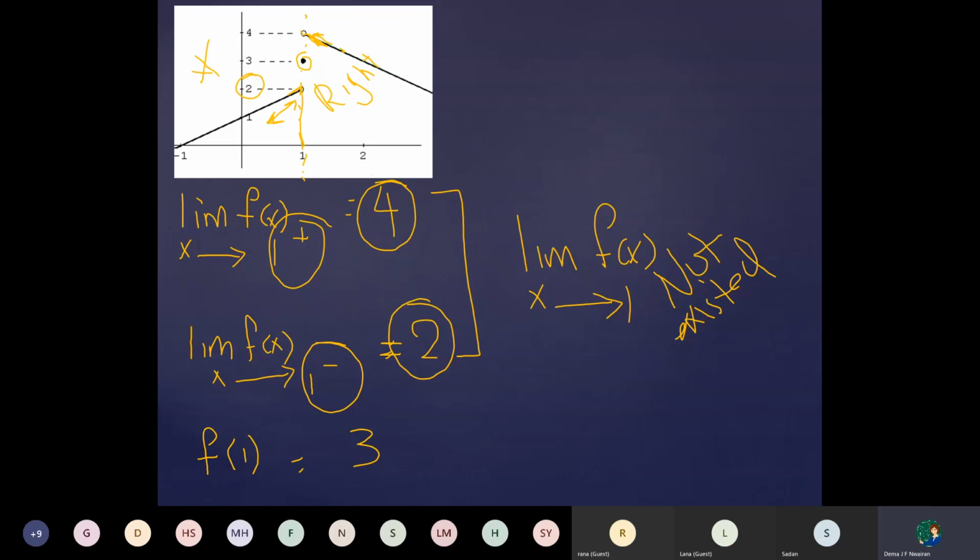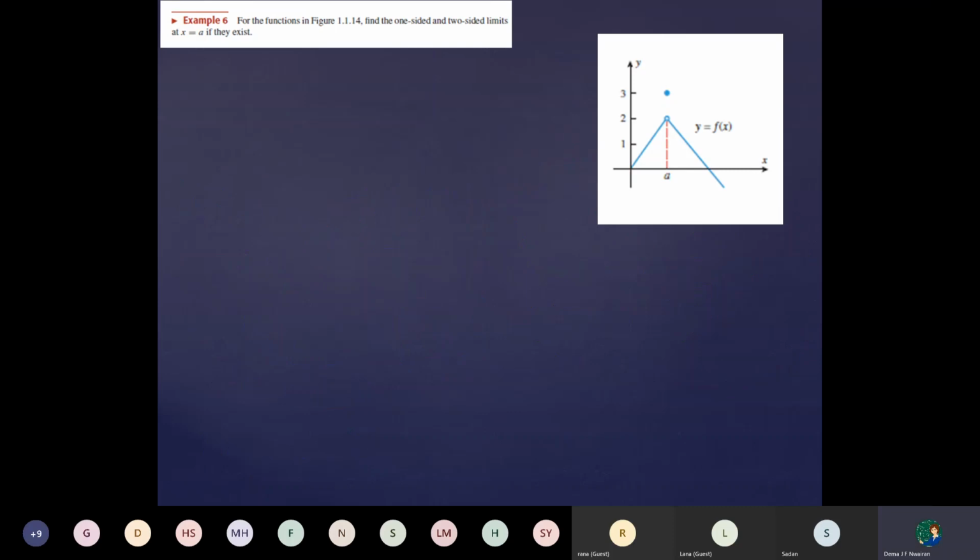Okay, now back. So, the limit as x approaches 1 from the right has a value of 4, and from the left it is 2. But at exactly 1, it equals 3. Is the limit from the right hand the same as from the left hand? No. So because of that, I will say that the limit does not exist. Let's see another example here.